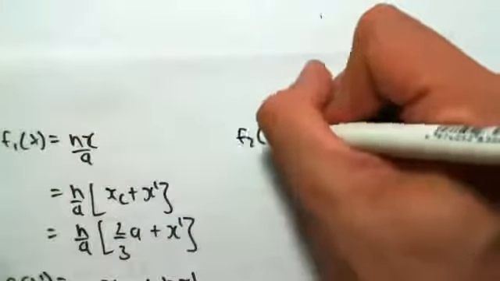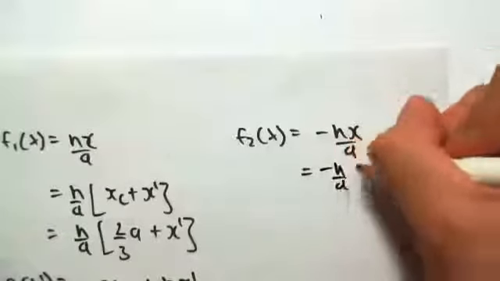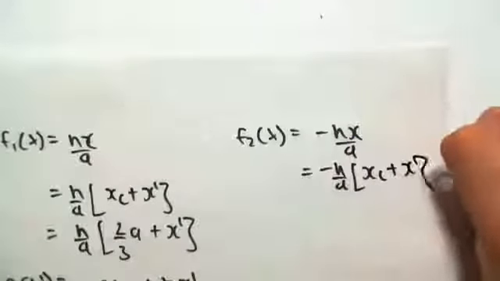Same thing for function 2 of x, it equaled minus hx on A, subbing in for x, xc plus x dash.